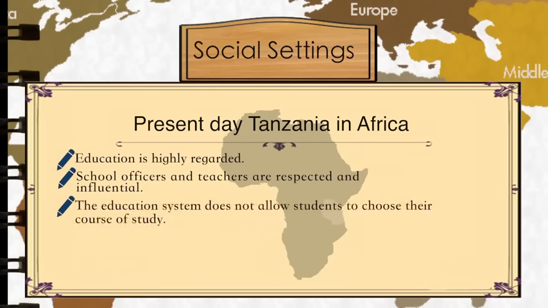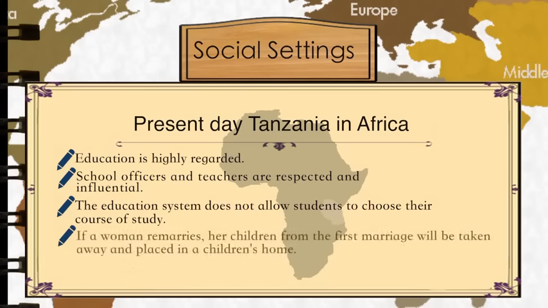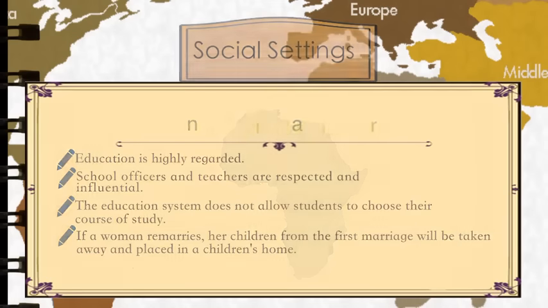The education system, however, does not allow students to choose their course of study. Life is hard for women and children. If a woman remarries, her children from the first marriage will be taken away and placed in a children's home.